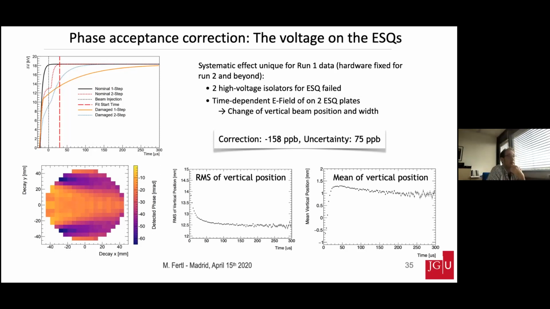You have to correct the measured frequency by roughly 160 parts per billion with a fairly large uncertainty of 75 parts per billion. So this effect is exclusively for run 1, because then we fixed the hardware for run 2 and beyond, and this effect is absent. To really understand this effect, this is one of the parts that took us more than a year to get to the nitty-gritty details of it. And we are happy that we don't have to repeat this for the next analysis phases.